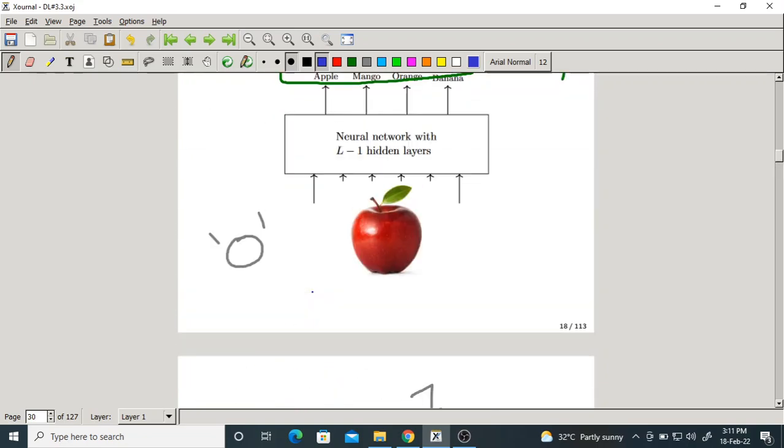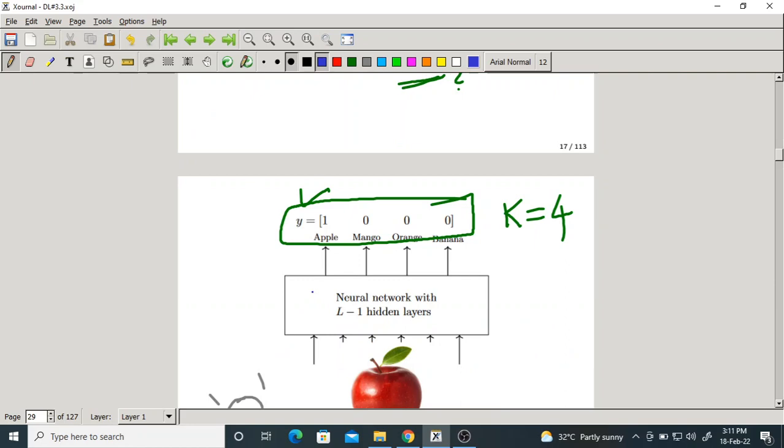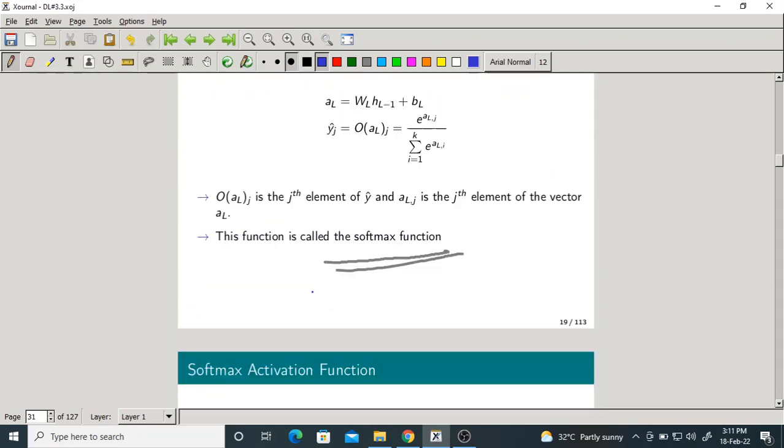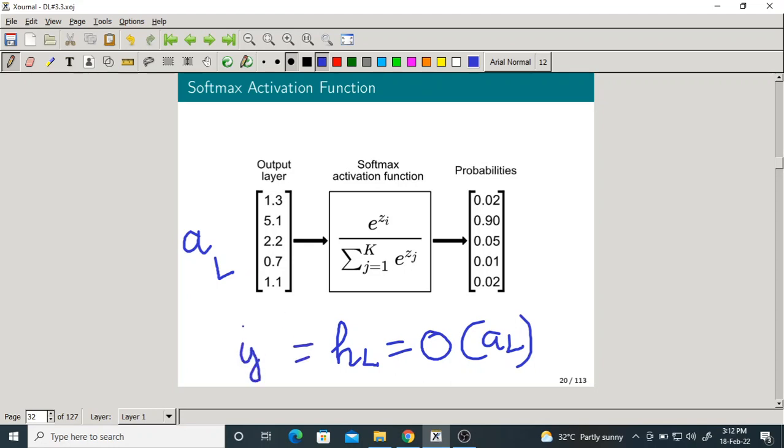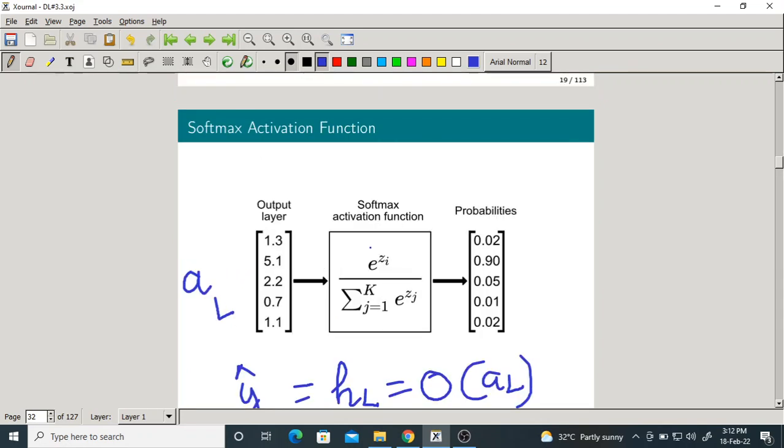So what happens in the softmax function? These are some output layer values, let us take AL. Remember, HL equals some output function O of AL, and HL is nothing but y cap or f of x. Now we take this function as the softmax function.